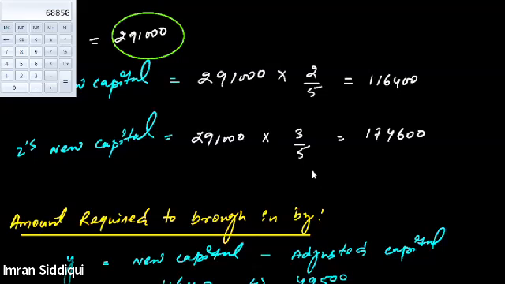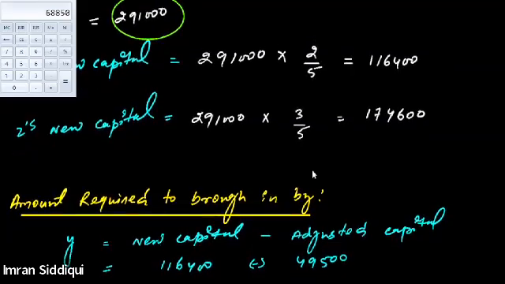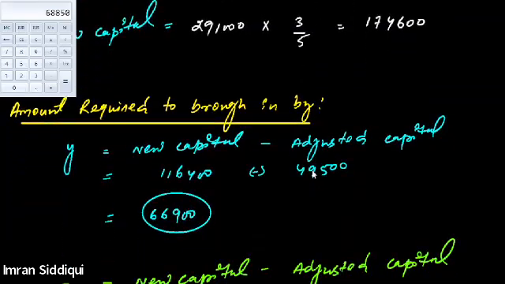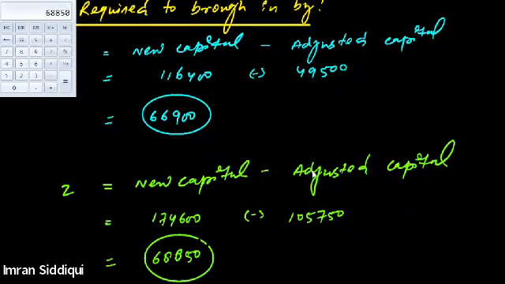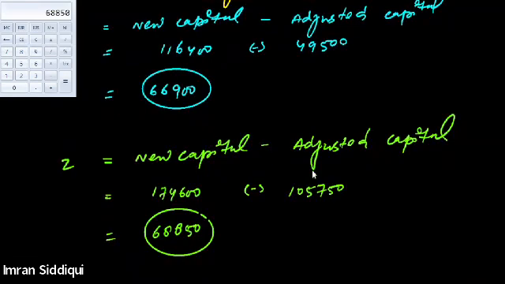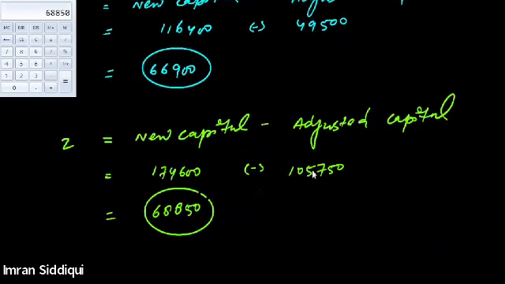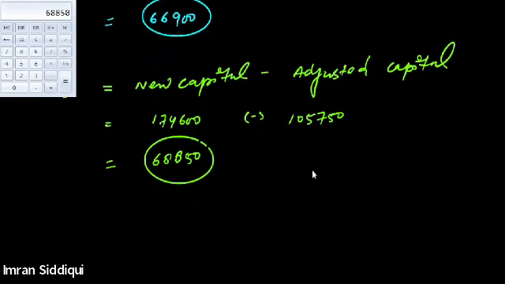This is how we determine the new capital balance for Y and Z. For that purpose, we multiplied 291,000 by 2 by 5, and for Z, 291,000 by 3 by 5. We got 116,400 and 174,600. This means the new capital balances for Y and Z are these values. Now, to determine how much more Y and Z are required to bring into the business, we subtract the adjusted capital from the new capital. This is how we get 66,900 for Y and 68,850 for Z. Right, everyone? I hope this is clear to all of you.